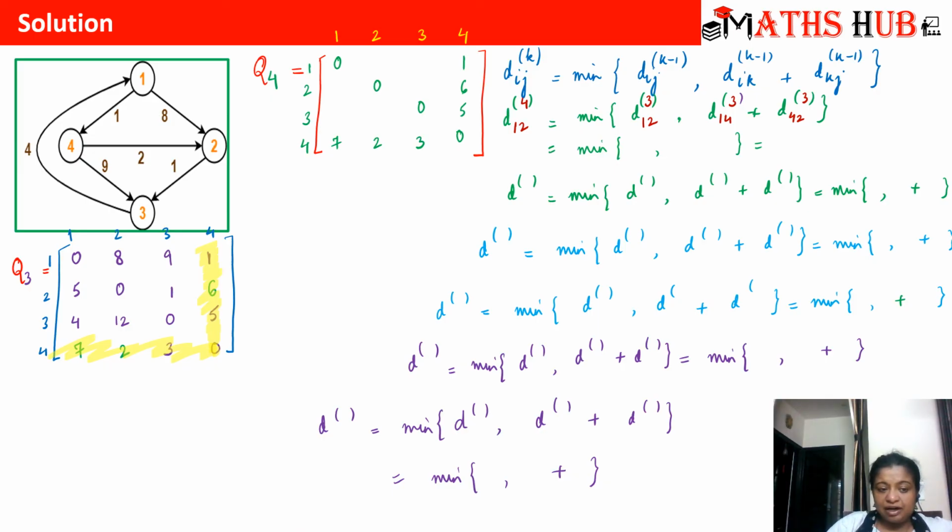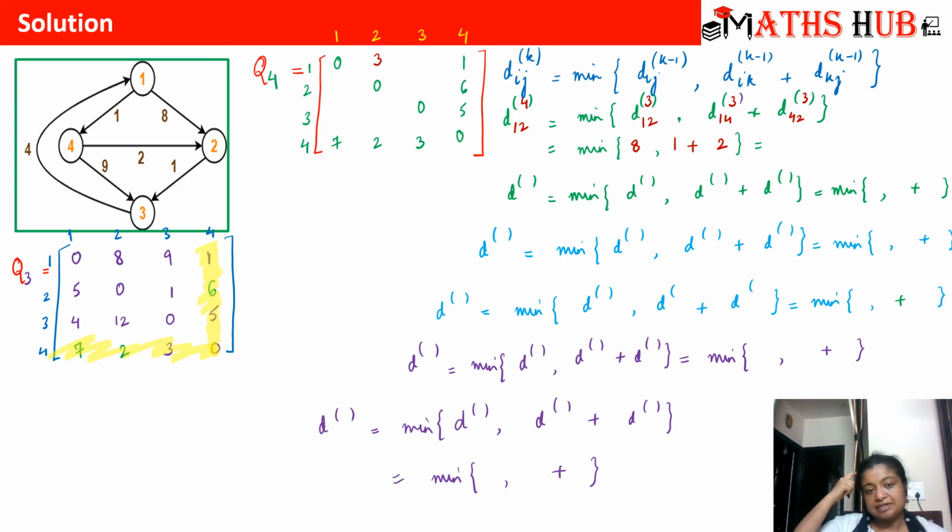Now how much is D12? D12 you can check, it is 8. What is D14? It is 1 plus how much is D42? It is 2. So you can see that the minimum out of them is 3.